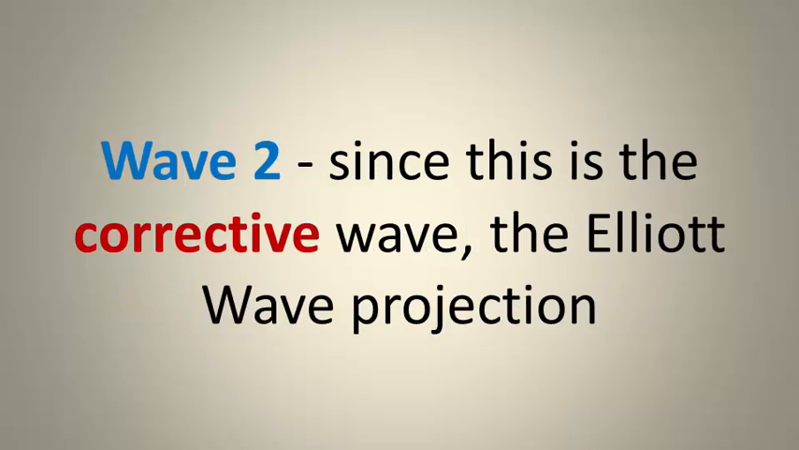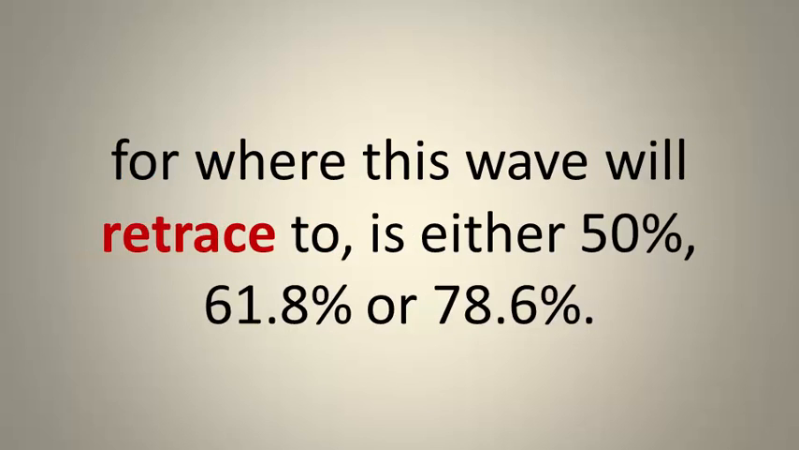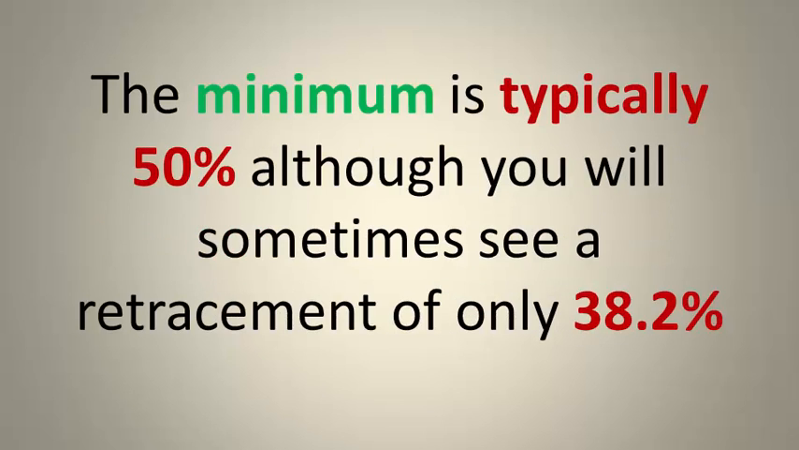Wave 2. Since this is the corrective wave, the Elliott wave projection for where this wave will retrace to is either 50%, 61.8% or 78.6%. The minimum is typically 50%, although you will sometimes see a retracement of only 38.2%.